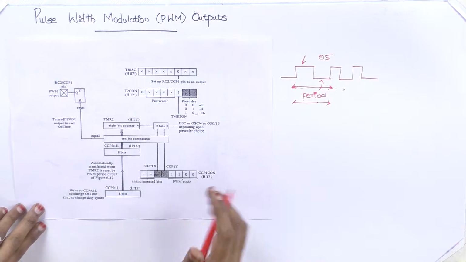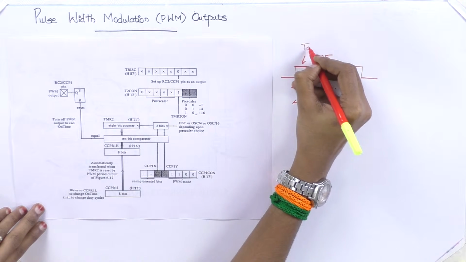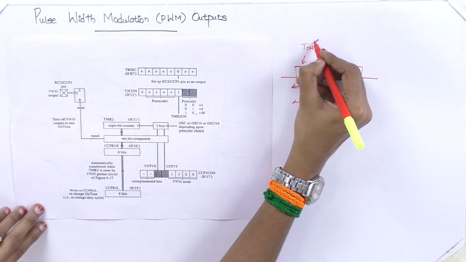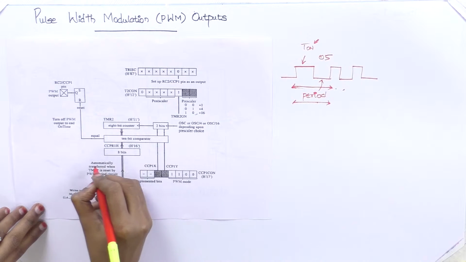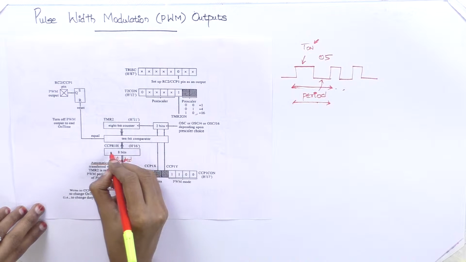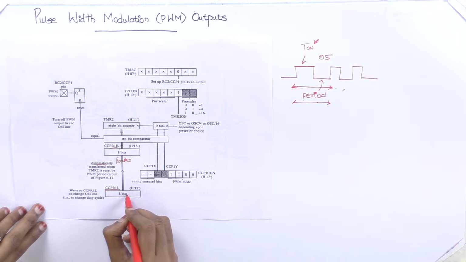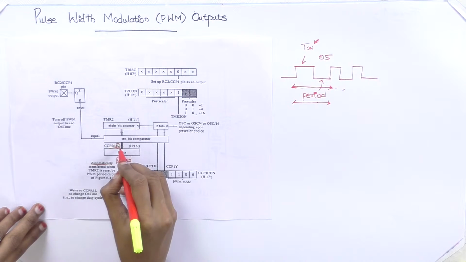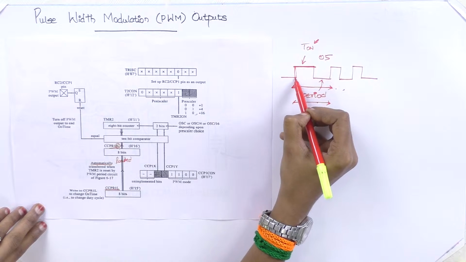This part will tell you how long this on period should be retained. So this on period we should write in the register CCPR1L. This will be automatically loaded into the CCPR1H register. This is the lower byte and this is the higher byte. This value will be loaded into the higher byte register. This will define how long this high pulse should be retained.